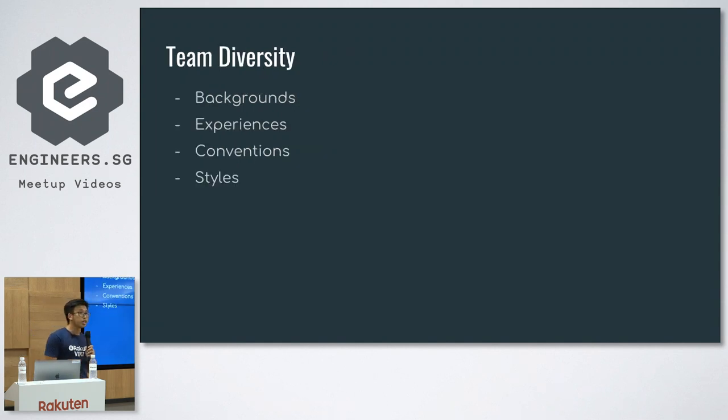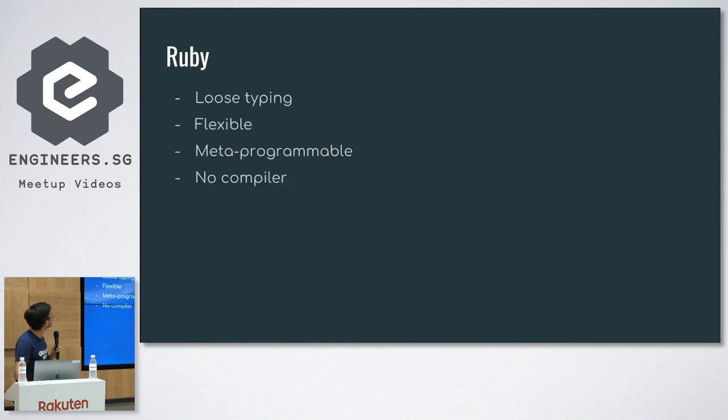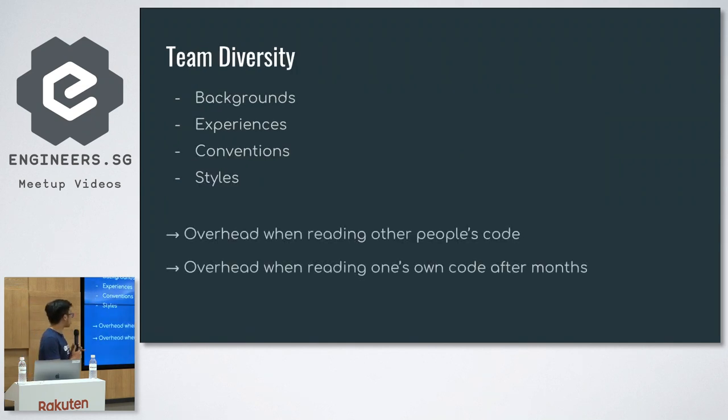Now add the human factor into this picture. We have people coming from different backgrounds, having different experiences, following different conventions and having different styles. So a single piece of code can be written in many totally different ways. You start introducing a lot of overhead when you need to read other people's code, and even your own code after a certain period of time, if you don't follow certain conventions.